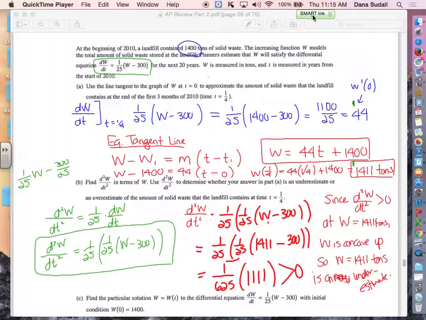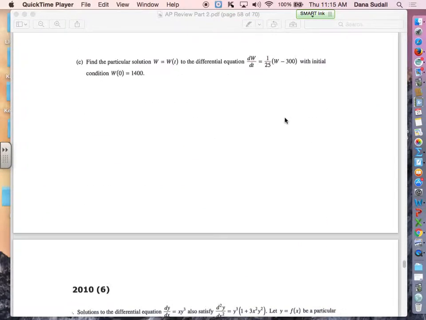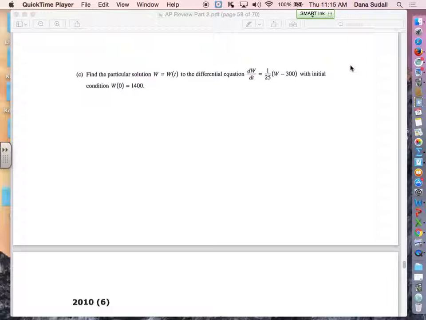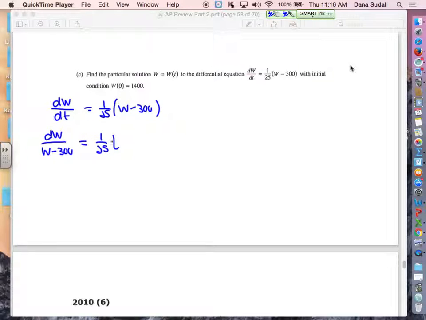All right, and then part C is the big part that's worth 5 points. So part C, there's your first derivative. The condition is when time is 0, you have 1400 for that outcome. So we want the original equation. So again, we got to separate the variables. So W's on the left side, t on the right-hand side. So that's 1 point just separating the variables there. Integrate both sides. Oh, I missed my dt here. dt.